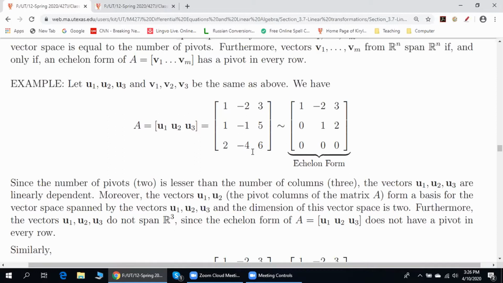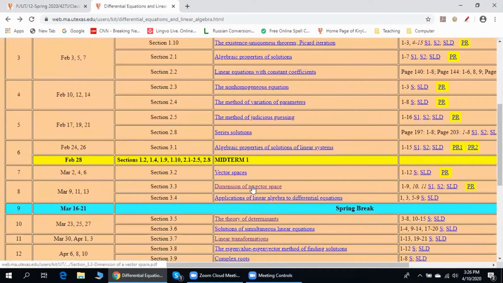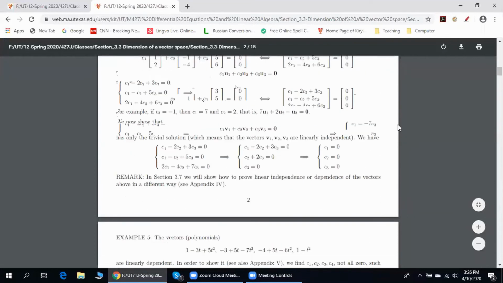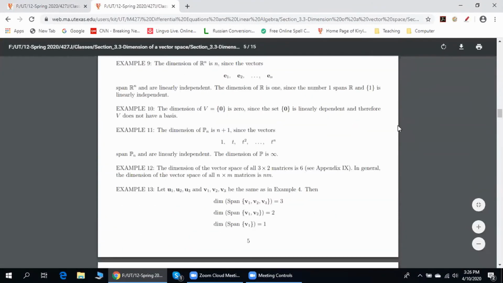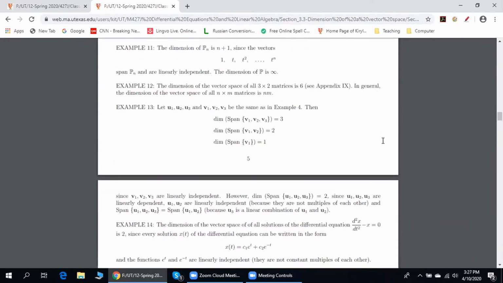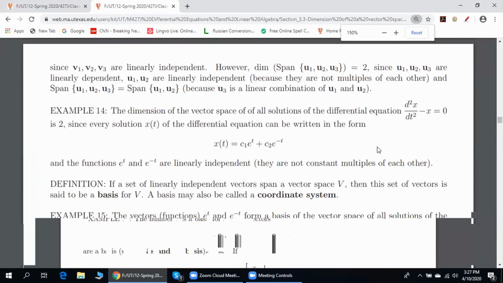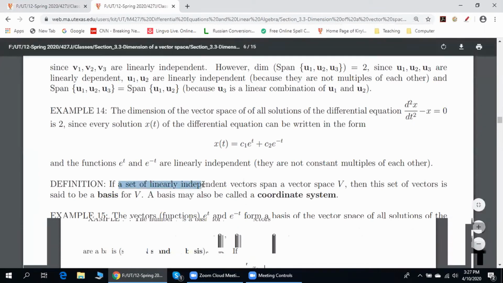Wait, can you repeat the definition of a basis again? Yes. So let us go back to dimension of vector space. Here is the definition of basis. A basis is a set of linearly independent vectors that span the whole vector space.